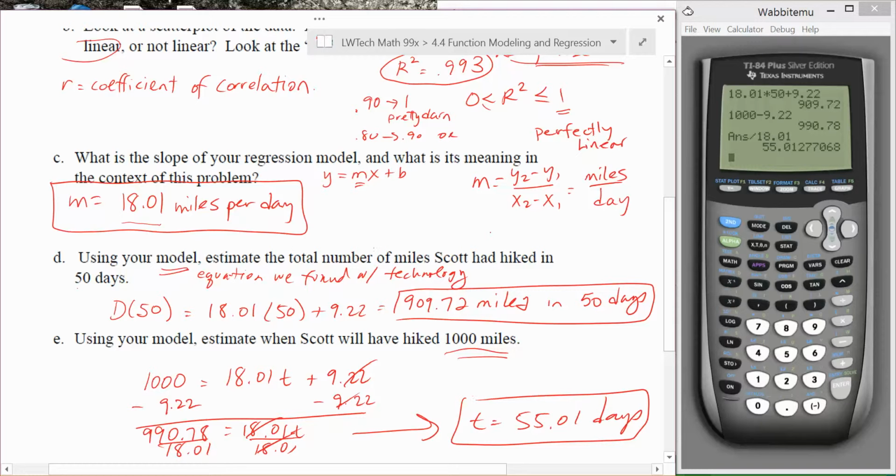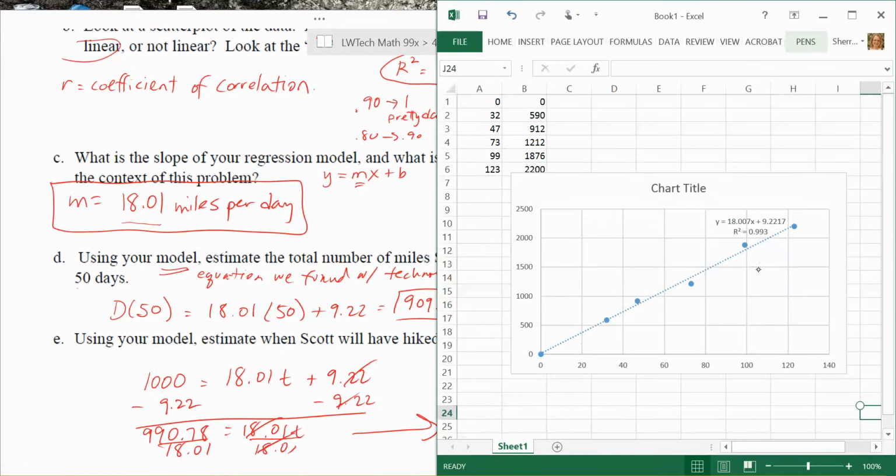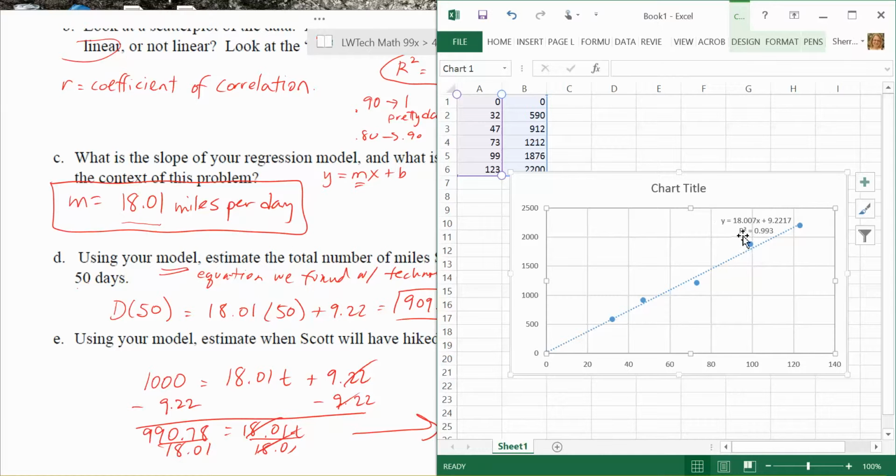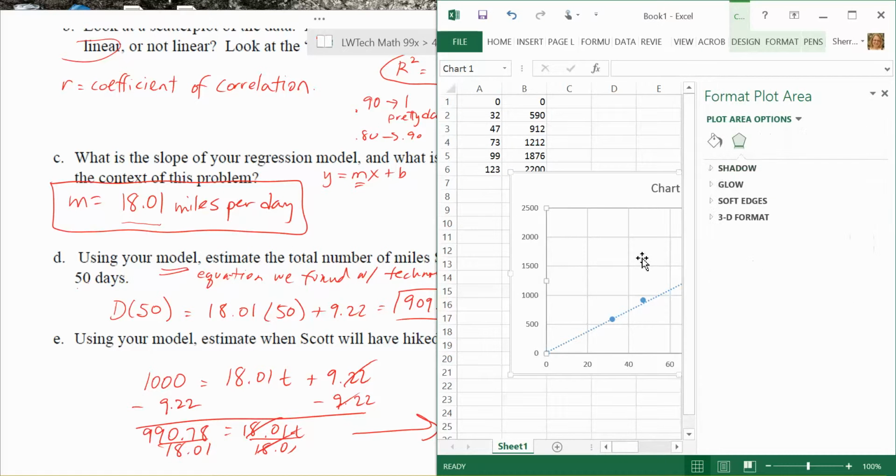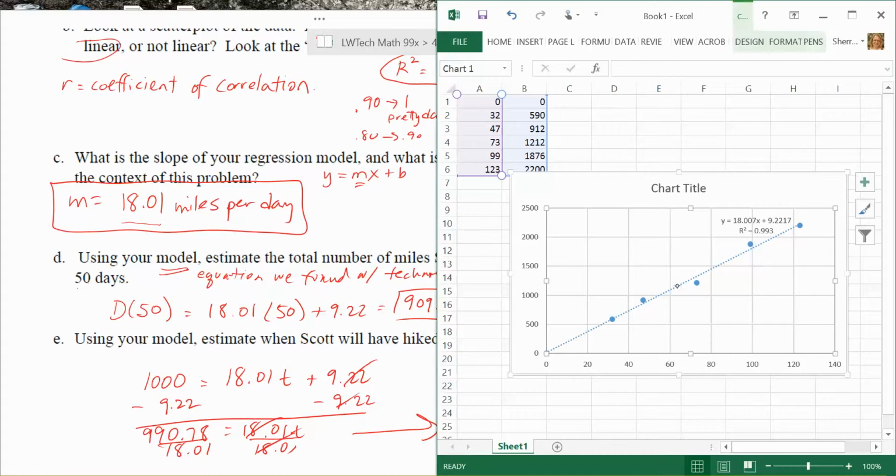And that kind of jives with what we were looking at here. He hiked 909 miles in 50 days, so it would be about 55 days before he'd get to the 1,000-mile mark. Just a few more days on his journey. So as we're going through again, we can use technology like Excel to sketch a graph, find the best fit equation possible, and see how good of a fit it is. If we like how good of an equation we have, then we can use it to make predictions, which is pretty awesome.